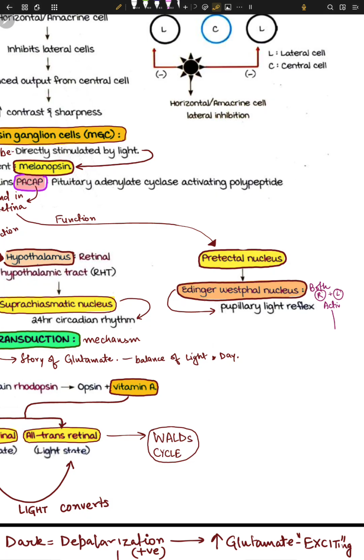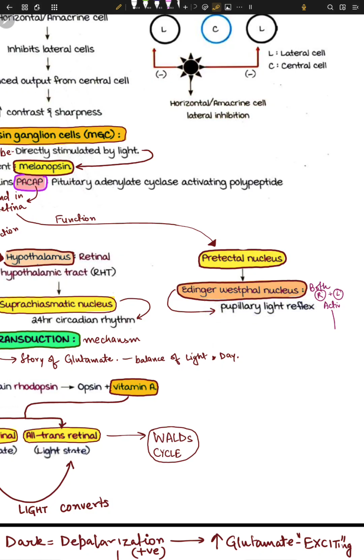If you throw some light inside this pupil, you will see the pupil will contract. And why is this happening? I will tell you the whole pathway. What happens is that light goes via pretectal nucleus and via Edinger-Westphal nucleus, and this pupillary light reflex is performed.